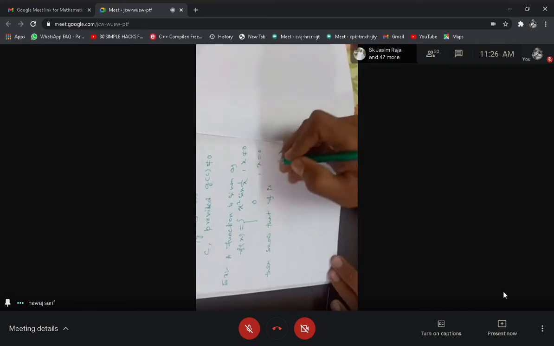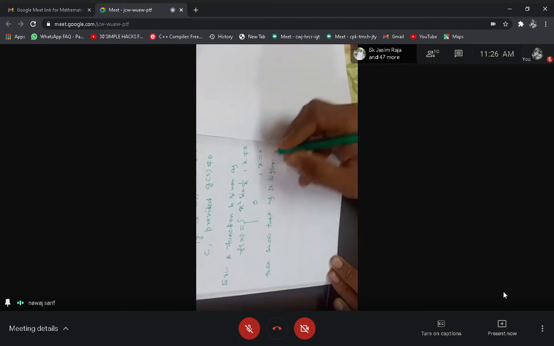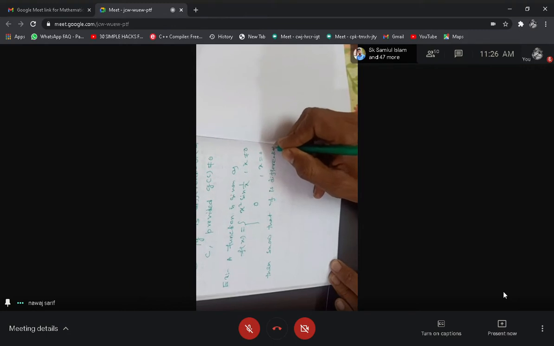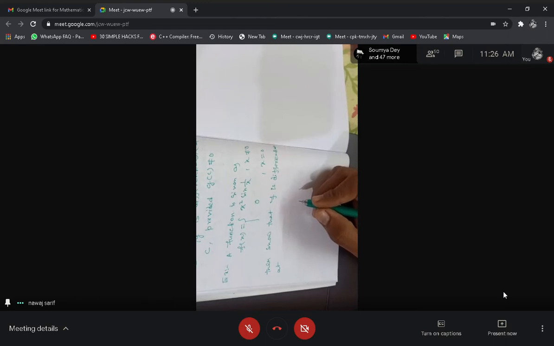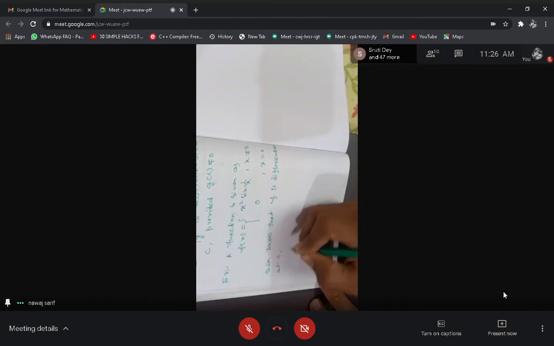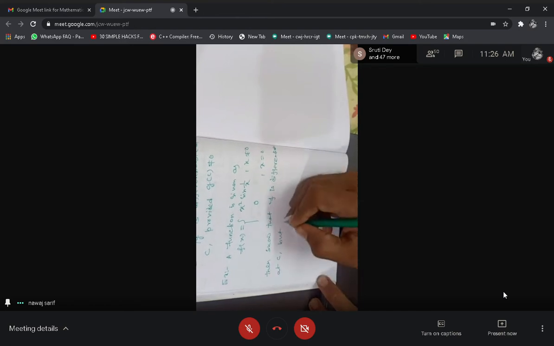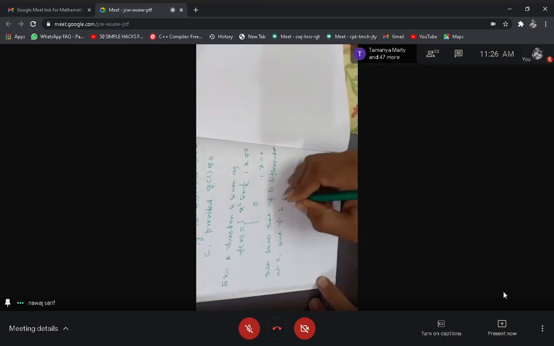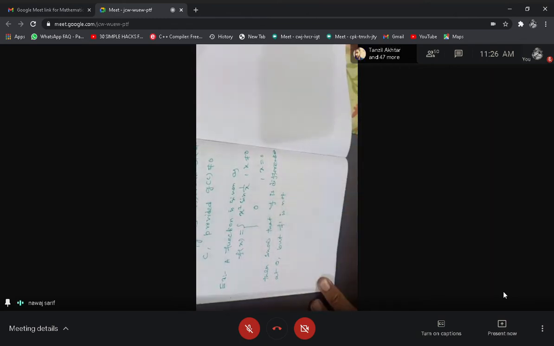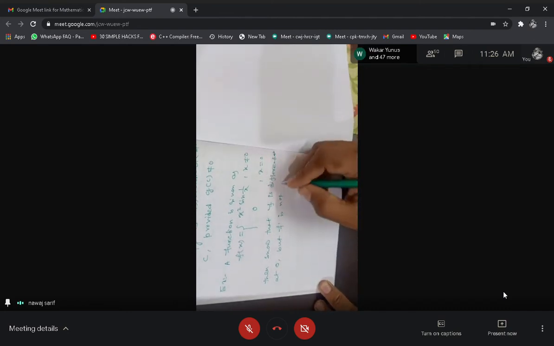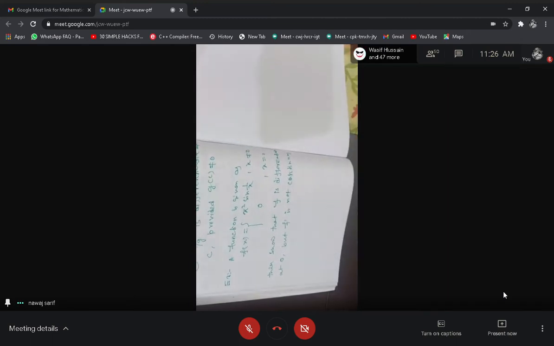Show that f is differentiable at c, but f dash is not continuous at x equal to 0. So can you solve this?